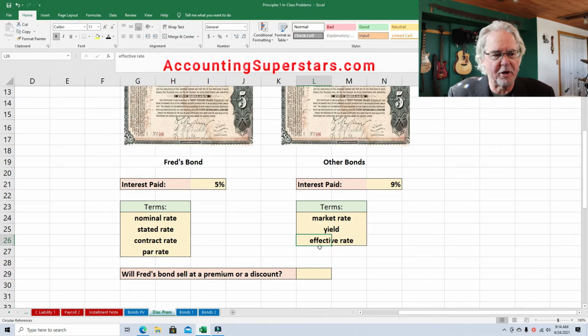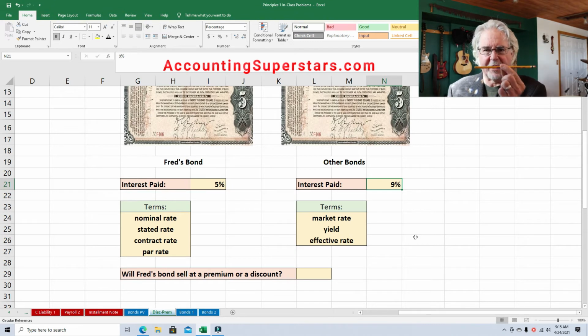So I hear all 3 of these terms all the time, pretty much interchangeably. And when I talk about bonds, I more or less use them interchangeably too. So the big question is, will Fred's bond sell at a premium or a discount? Well, Fred's bonds are paying 5%. And the market is paying 9%, so Fred's bonds are probably not going to sell for full value.